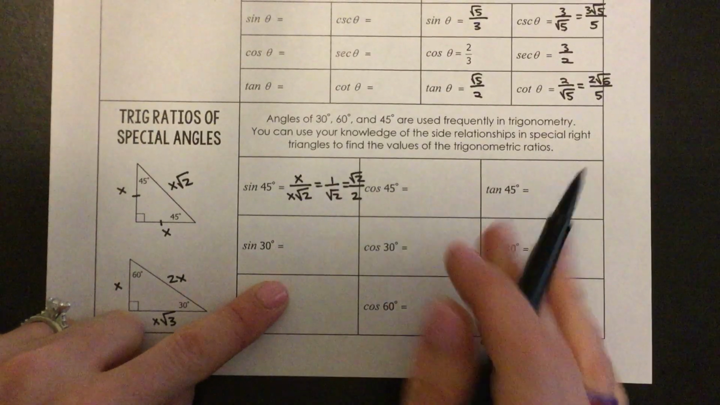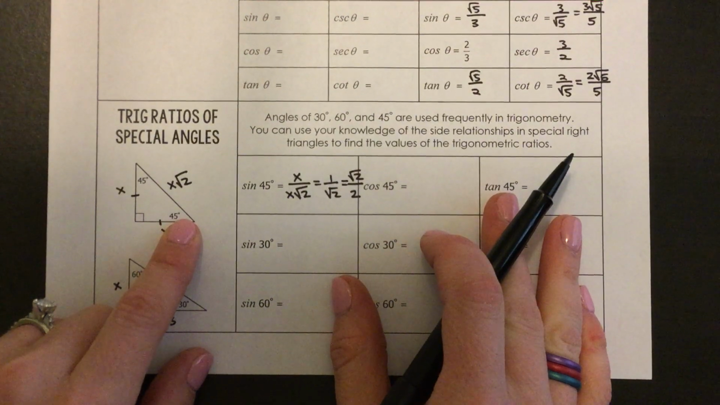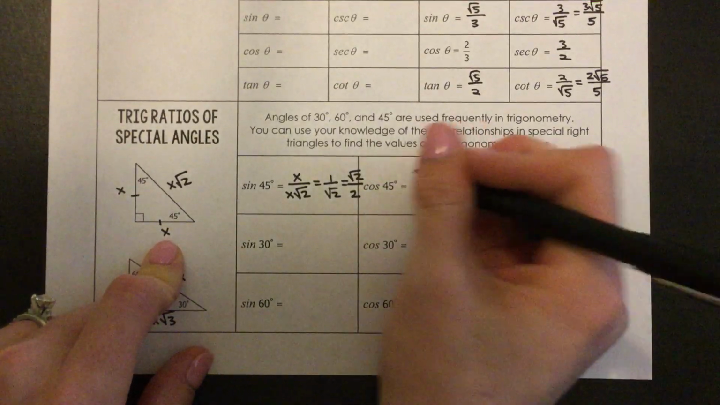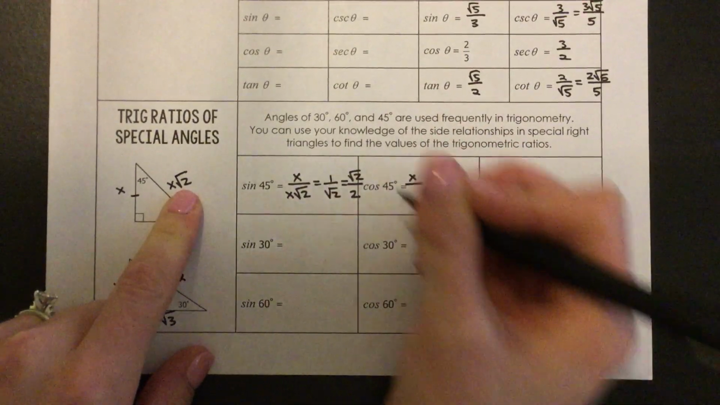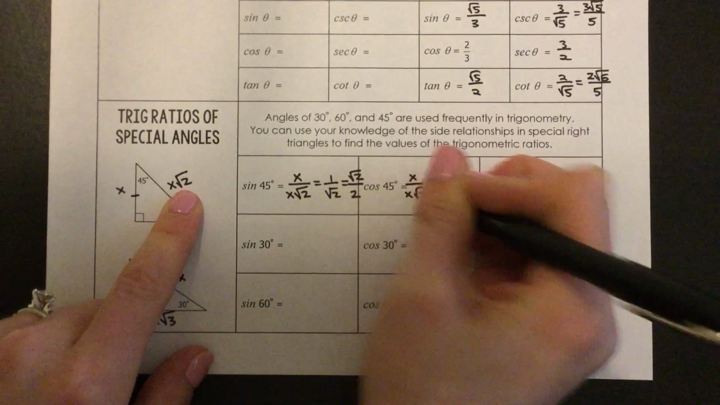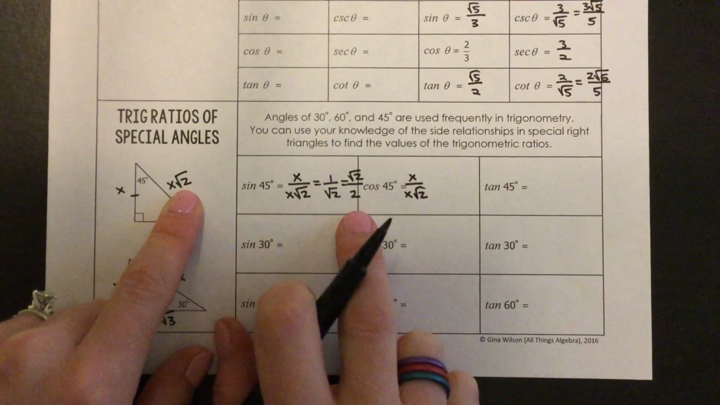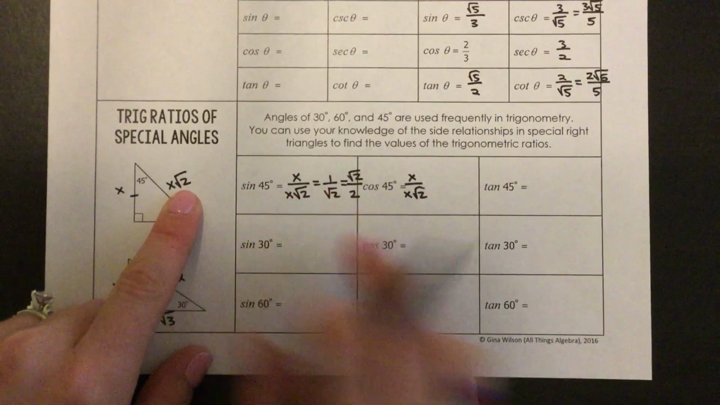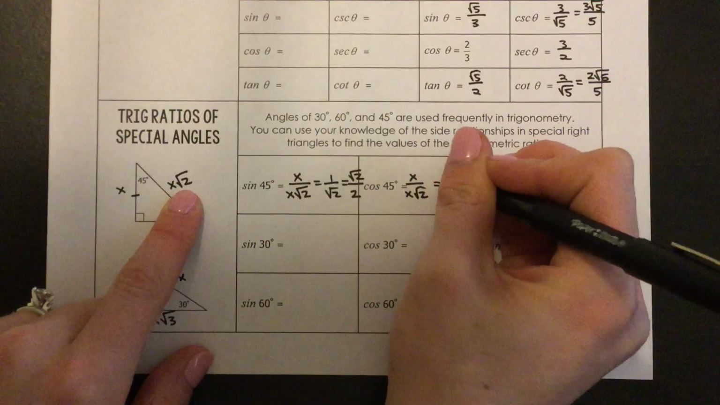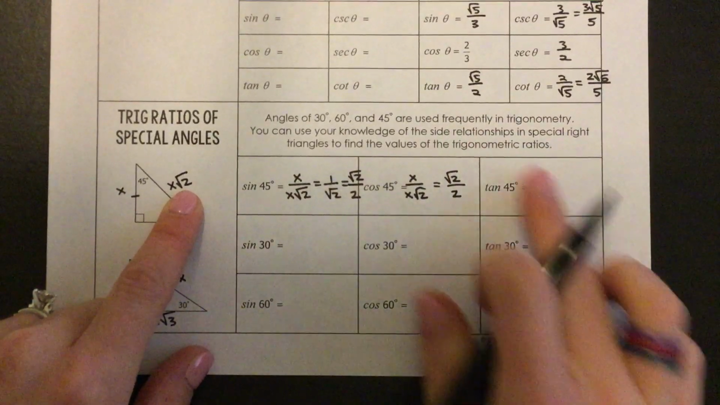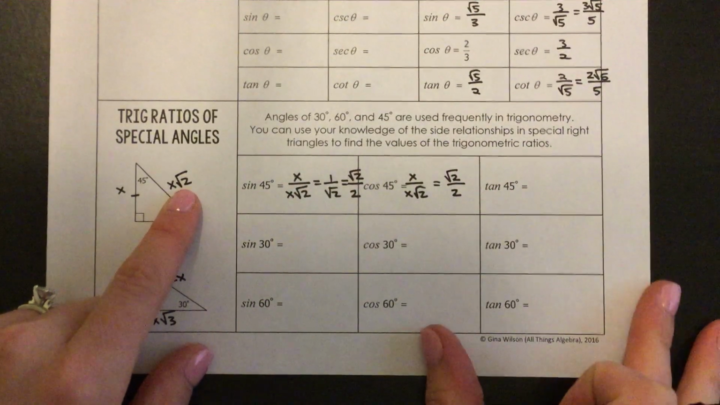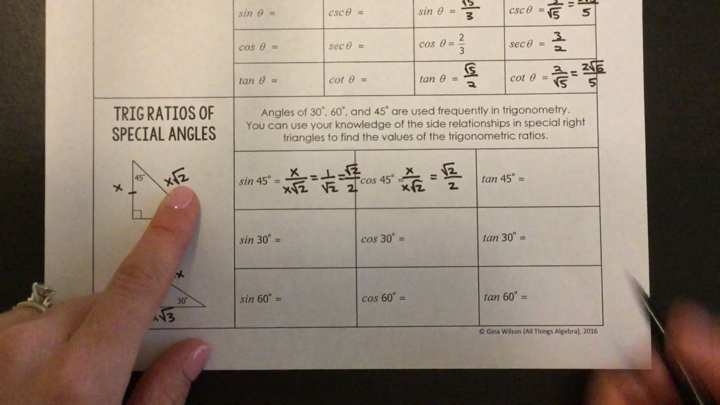Cosine of 45 degrees. This is our 45-degree angle. Cosine would be the adjacent side over the hypotenuse. And the exact same thing ends up happening here. Okay, so this is the same value, this is the same value. So we know it's going to end up being root 2 over 2. So these 9 values we will eventually have memorized, but today I'm just introducing them to you.